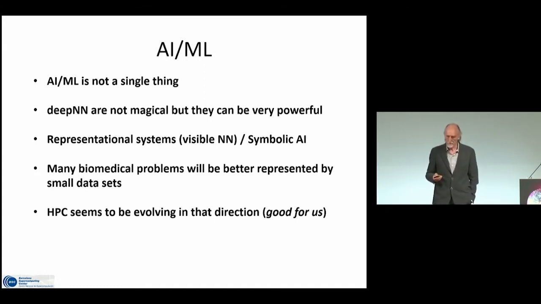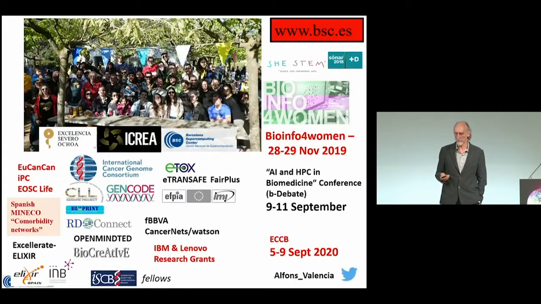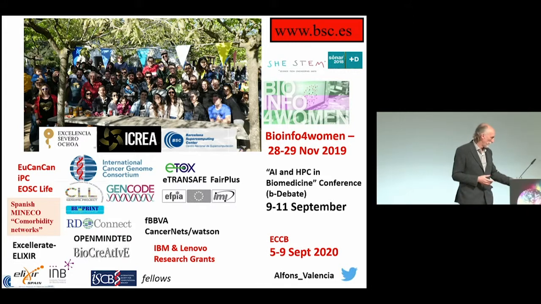So artificial intelligence is not a single thing. Deep neural networks are not new, they are not magical, but they are very powerful. We still need to understand better how they are working, and there are many other alternatives that can be implemented in biology. So I finished with that.